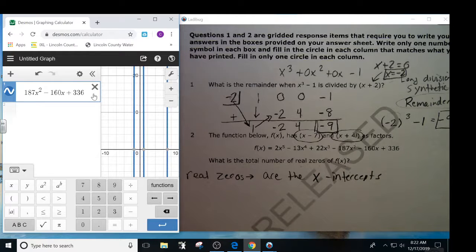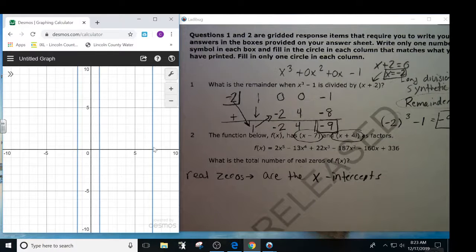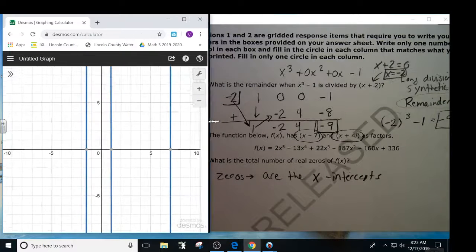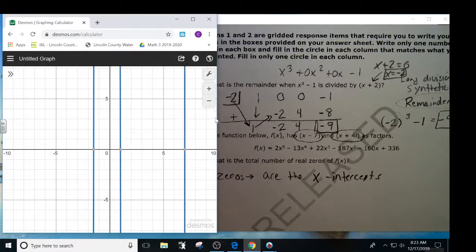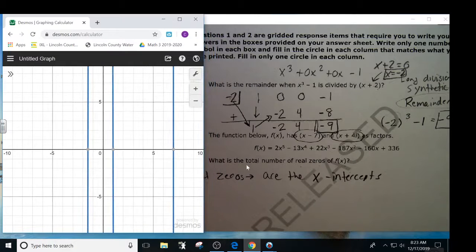Now, let me double check my So we got 2x to the fifth minus 13x to the fourth plus 22x cubed minus 187x squared minus 160x plus 336. Now, guys, all you care about is where it crosses the x-axis. Okay. Now, how many times does this thing cross the x-axis? 3. So, guys, all it wants to know is what is the total number of real zeros? And in layman's terms, how many times does it cross the x-axis?